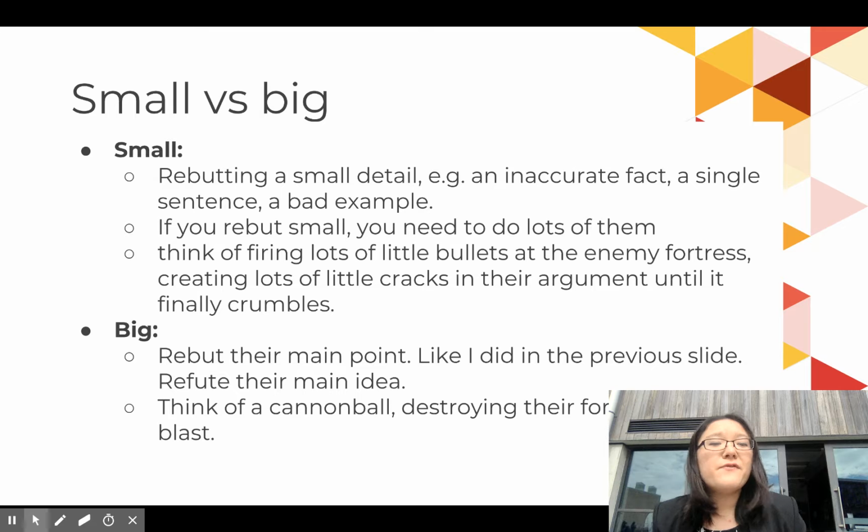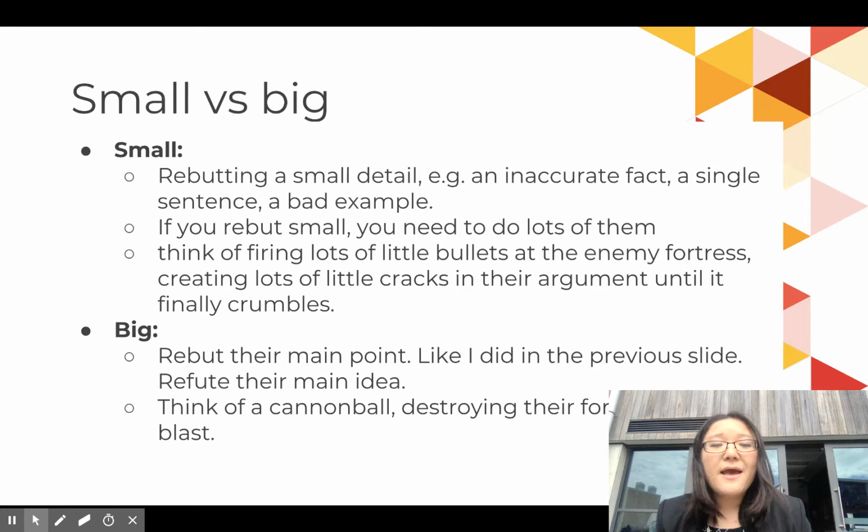Small versus big. Remember the difference between the 2 types of rebuttals. For a small rebuttal, you're just rebutting one little point, one fact. For example, the second speaker said that 5,000 people a year bring wrap lunches, but it's actually only 2,000 a year, so they're just exaggerating. If you rebut small, you need to do lots of rebuttals. Think of firing lots of little bullets. It's a really effective thing to do if you can come up with a whole heap of little rebuttals.